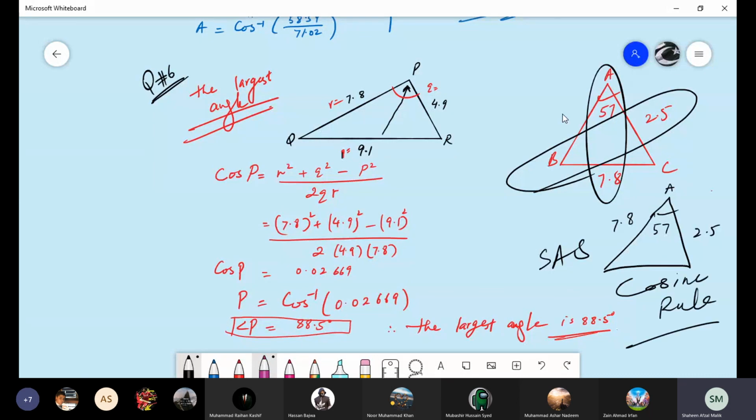Now everyone is sure about the sine rule and cosine rule, what they are and how to use them. Only one question is left from this exercise and even from your syllabus of the second term. Inshallah, we will complete that on Sunday, and after that we will do the revision and the tests.